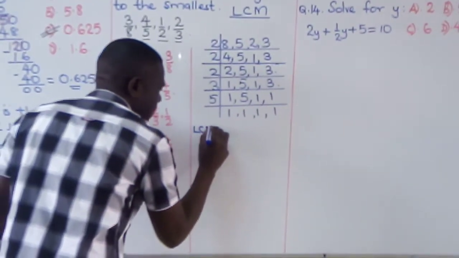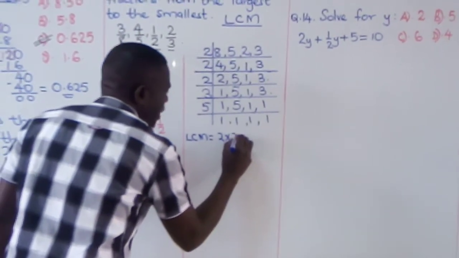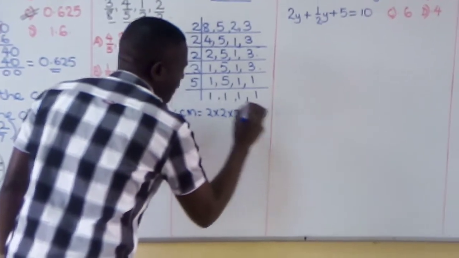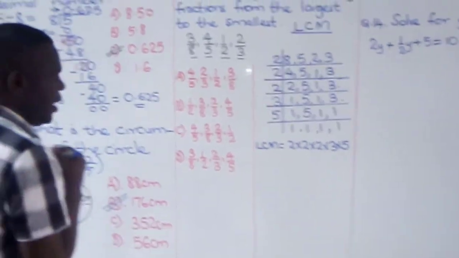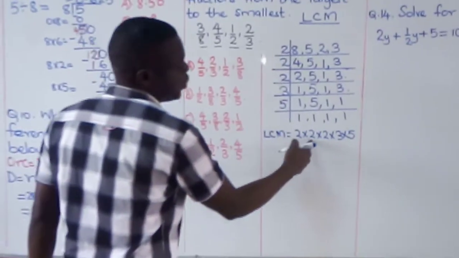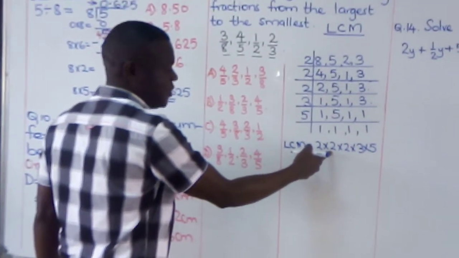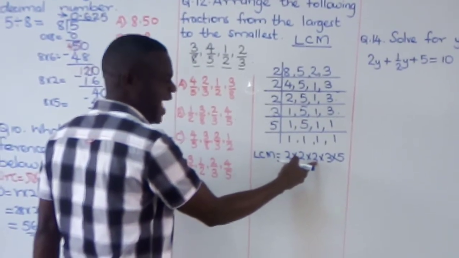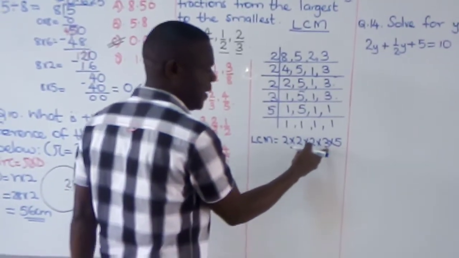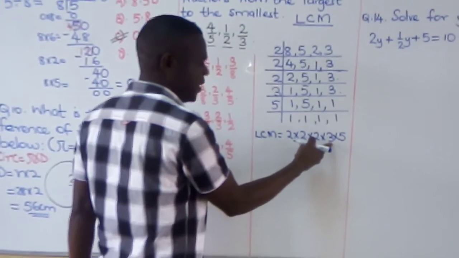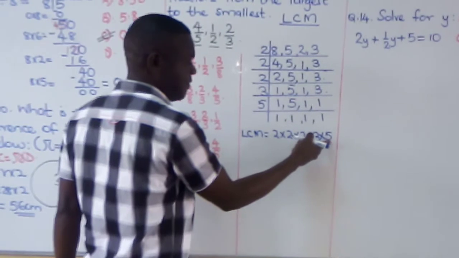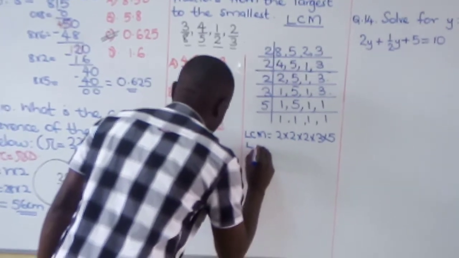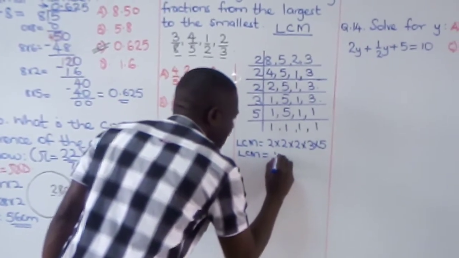The LCM now here will be 2 multiplied by 2, multiplied by 2, multiplied by 3, and multiplied by 5. Now, when we multiply 2 by 2, girls and boys, we get 4. 4 multiplied by 2, we get 8. 8 multiplied by 3, we get 24. 24 multiplied by 5, we get 120. So the LCM is 120.